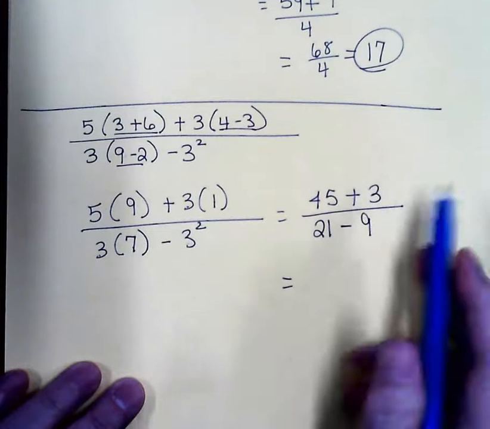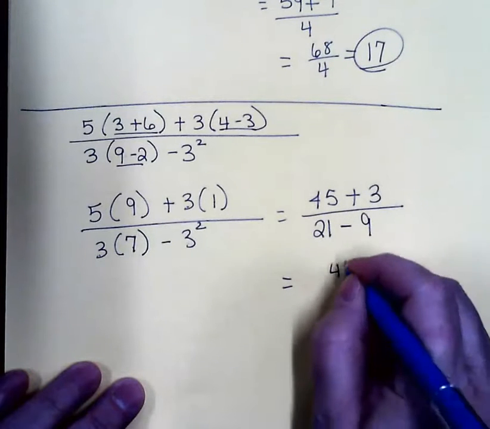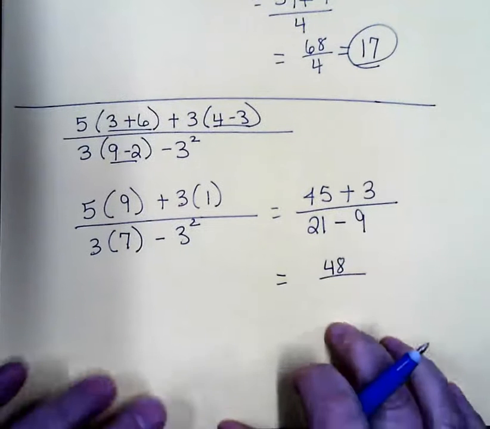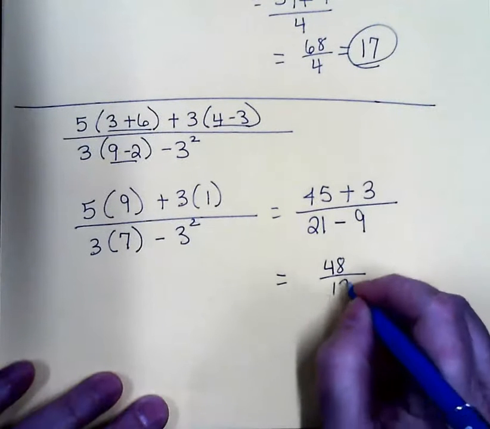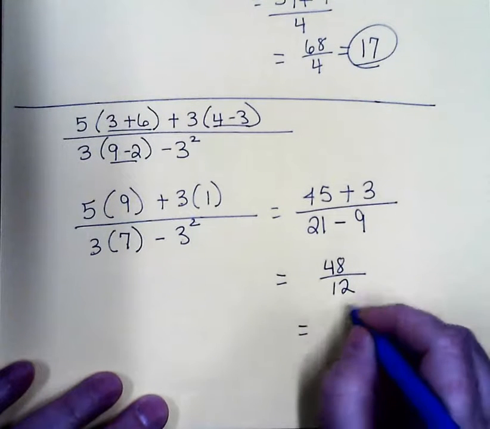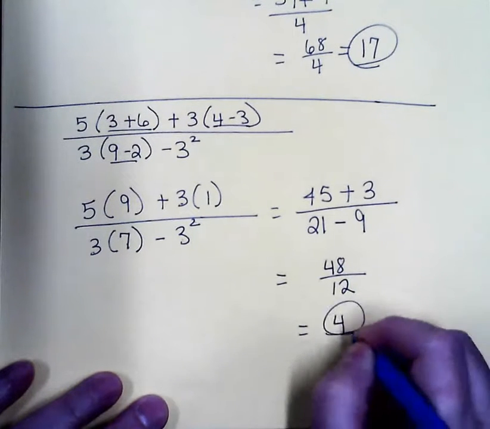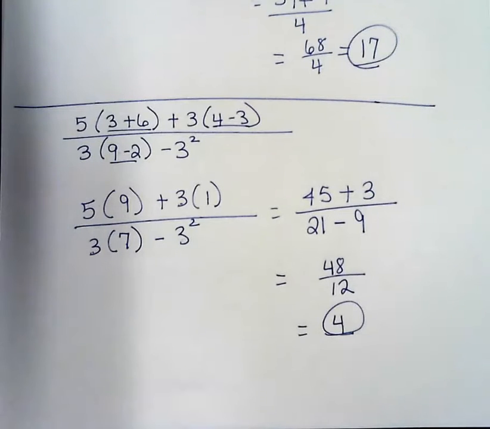45 plus 3 is 48. 21 minus 9 is 12. 48 divided by 12 is 4. And that's order of operations.